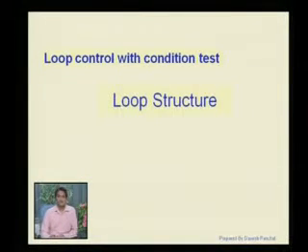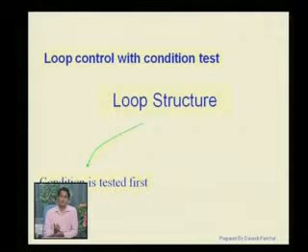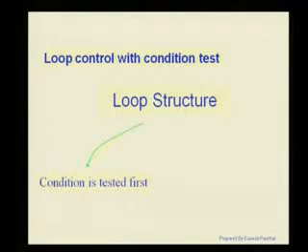Now another thing is our next two statements, that is loop control with condition test. You can see the loop structure here, controlling the loop with condition test. We can check the condition first, meaning in the beginning we check the condition, and if the condition is satisfied, then we execute the body of the loop. If the condition is not satisfied, then it will not go inside the loop.